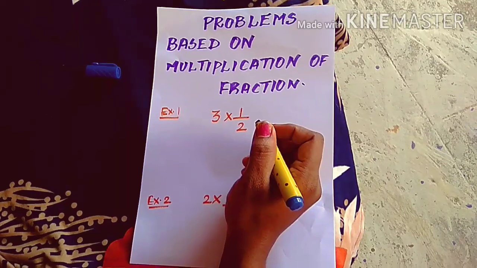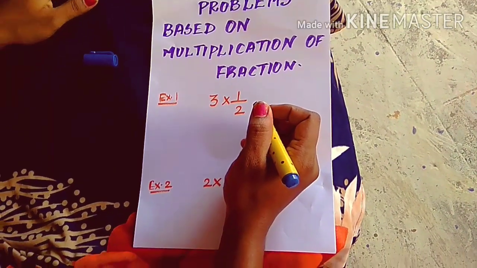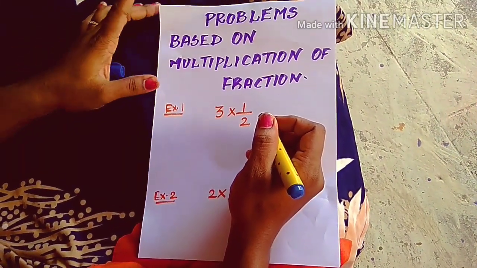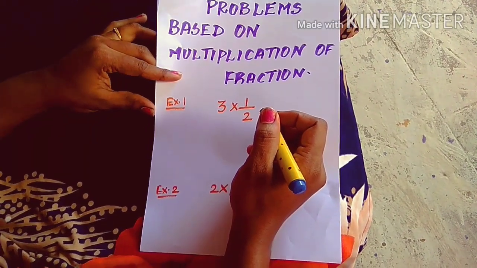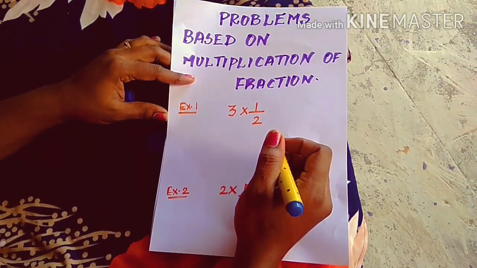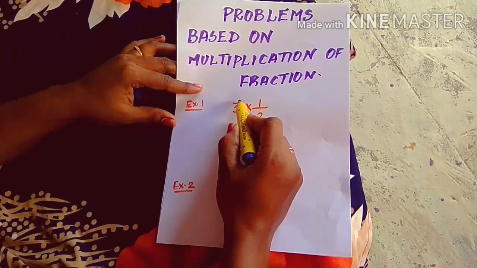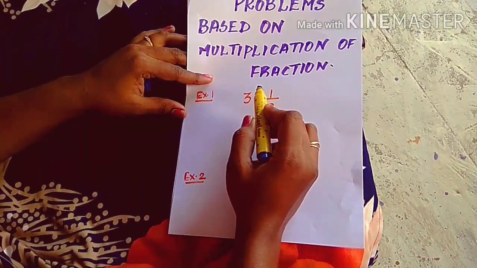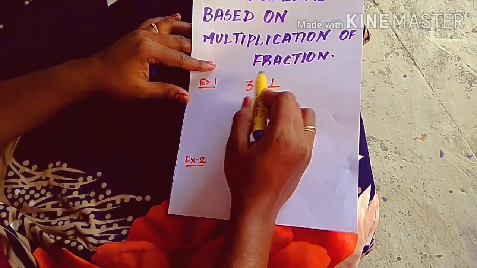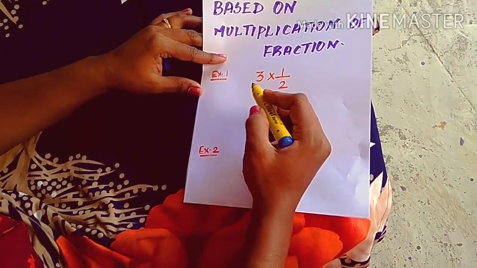Okay children, so far we have learnt about the basics of multiplications of fractions, and now we are going to see how to solve the problems based on multiplications of fractions. Okay, as I said already, you are going to multiply the whole number only with the numerator, not with the denominator. You are going to multiply the number with only the numerator of the fraction.